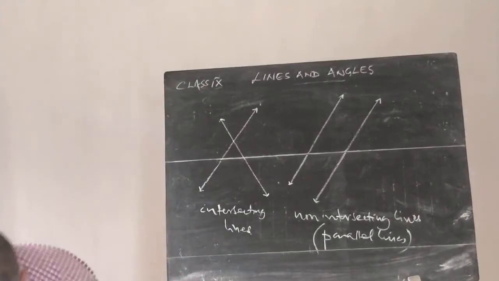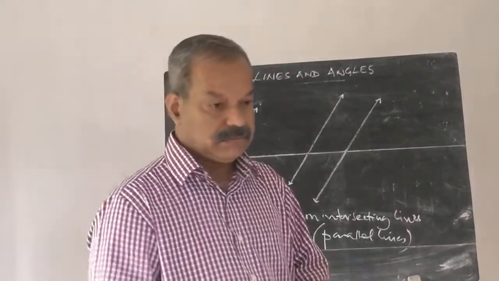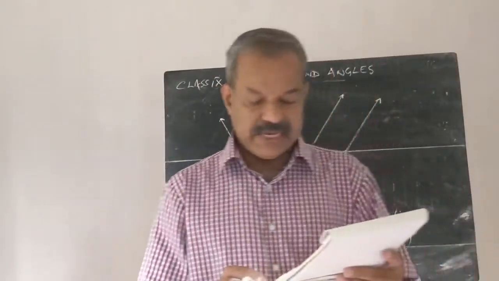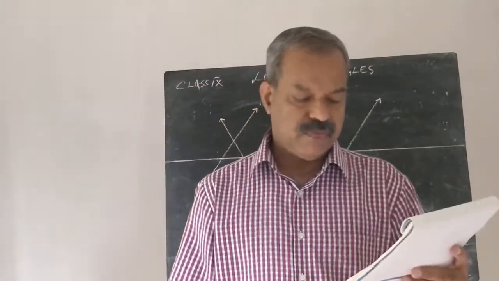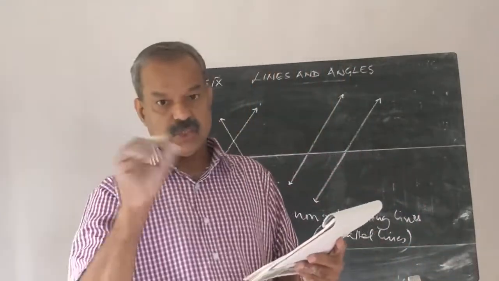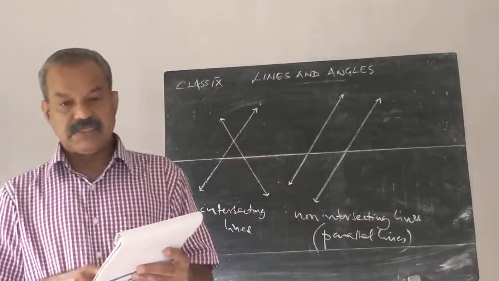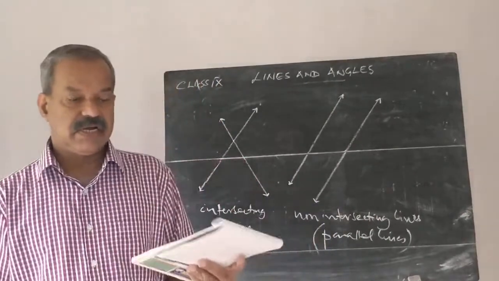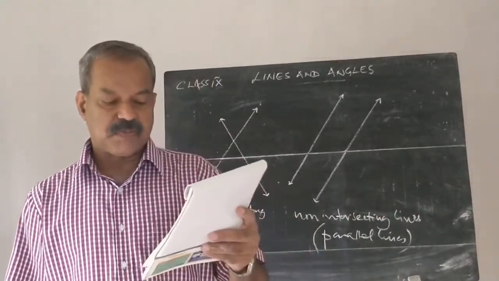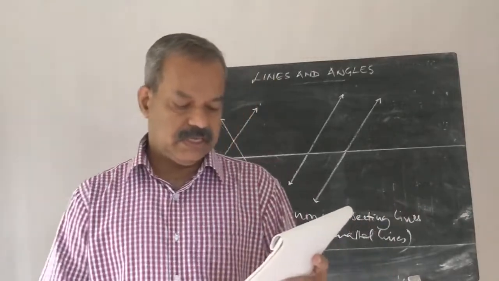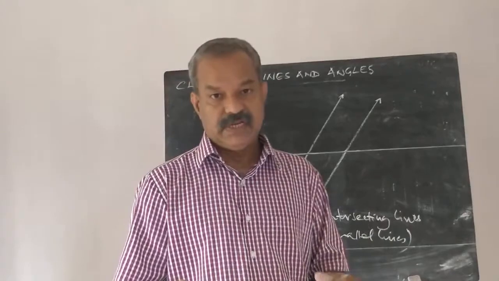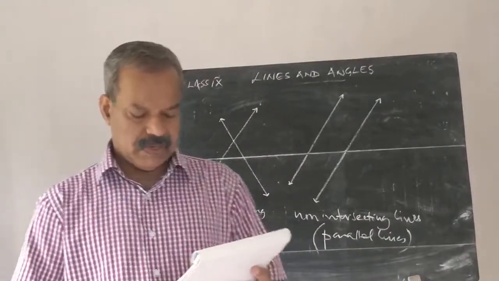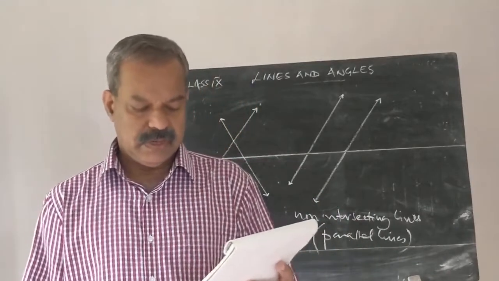Now, read textbook pages 89 to 92 and make a short note of what we have learned in this class. Make a short note from pages 89 to 92, with the help of figures. Some figures are given in the textbook: Figures 6.1, 6.2, 6.3, 6.4 and 6.5.